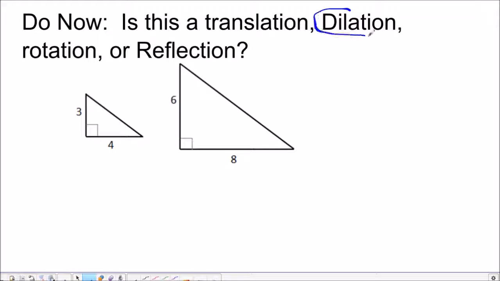Dilation is the only one of our transformations where the size changes. The other ones are rigid motions, meaning the size of the shape doesn't change. A dilation changes the shape. 3 turned to 6, 4 turned to 8. So question 2, how much bigger is the big shape than the small shape? That is 2 times as big.